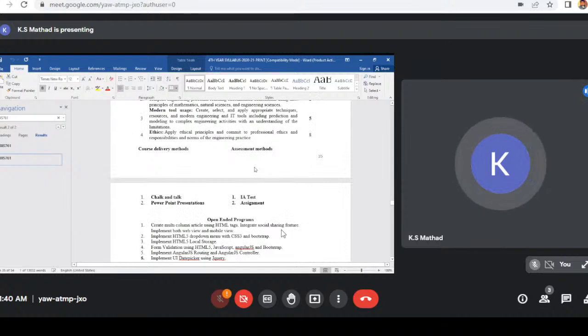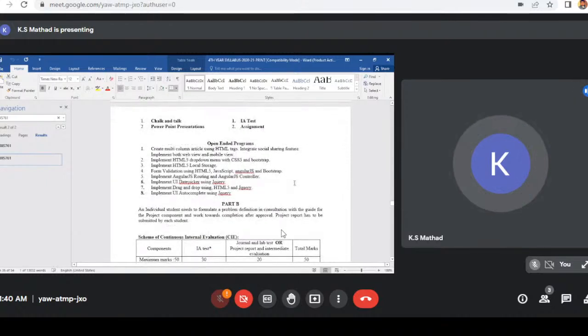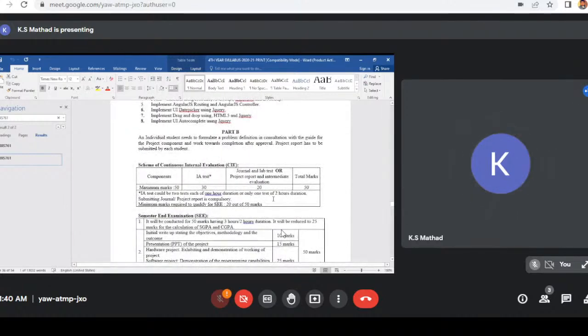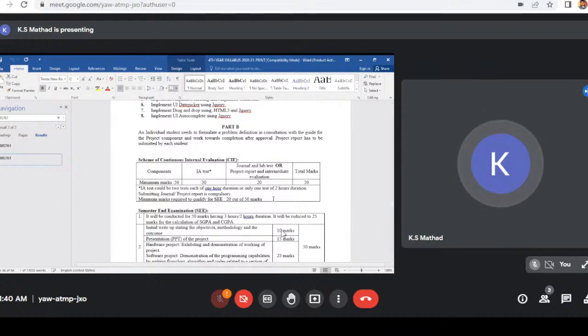If you have a look at open-ended programs, you will be doing open-ended programs, which will be like the experiments that you do in a lab. So these are several term works which are open-ended programs. You will be working on these. And if you have a look at CIE, you will be having one test of 30 marks. Then you will be submitting a journal or a project report, which total will be 50 marks.